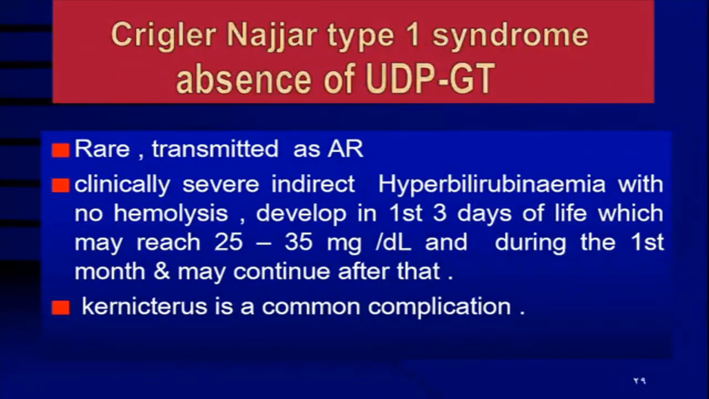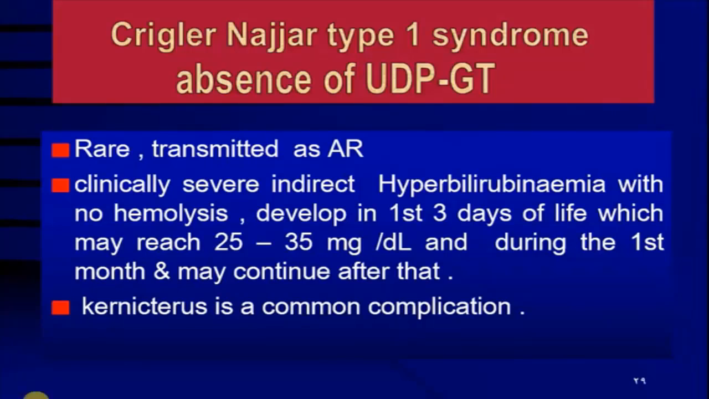Type 1 Crigler-Najjar, absence of uridine diphosphate glucuronyl transferase. It is rare, transmitted as autosomal recessive. Clinically, it is severe indirect hyperbilirubinemia with no hemolysis. So, when we see severe hyperbilirubinemia with no hemolysis, we should think of Crigler-Najjar type 1. It develops in the first 3 days of life, and may reach 25 to 35 milligrams per deciliter, and during the first month may continue after that.